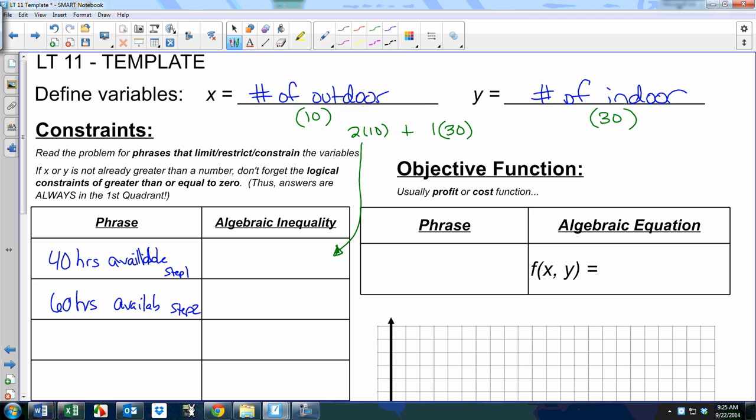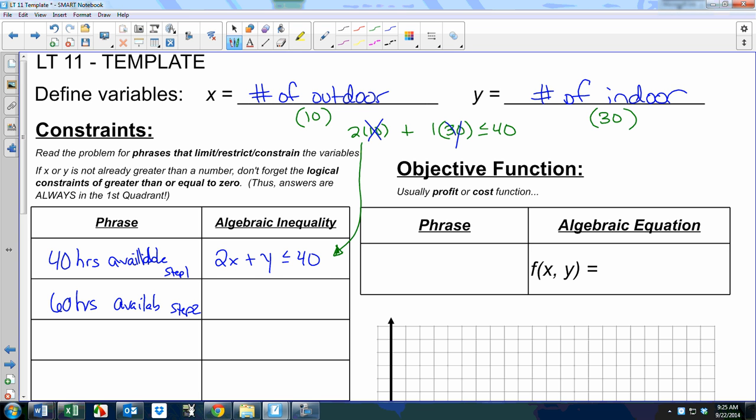But anyways, you answered no, you can't do that because you added those two numbers up, and you checked to see if it was smaller or equal to 40. That's your inequality. The 10 is x. The 30 is y. So your inequality is 2x plus 1y, which is just a y. I'm not going to put a 1 in front of it. Less than or equal to 40.